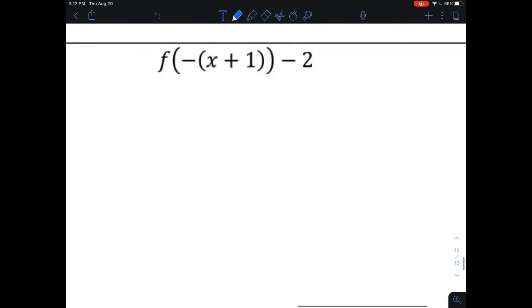Let's look at another one here. So I'm looking here, f of negative 1 times x plus 1, minus 2. Trying to identify the transformations. Well, out here on the very end, I have a minus 2, so I know vertically I'm going down 2 units. And then I try to figure the rest out.